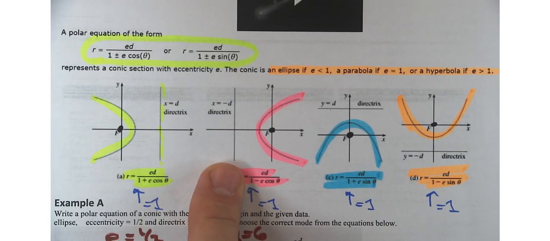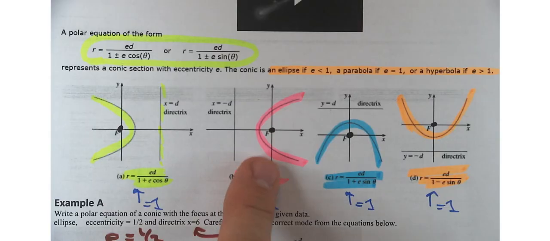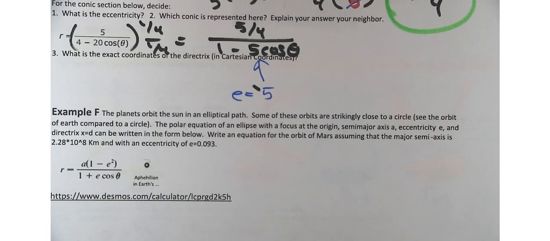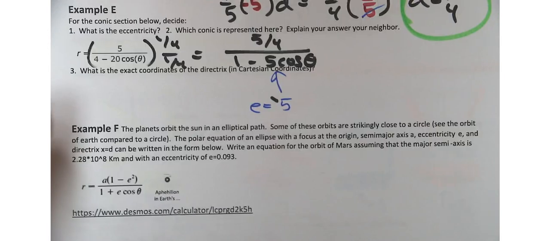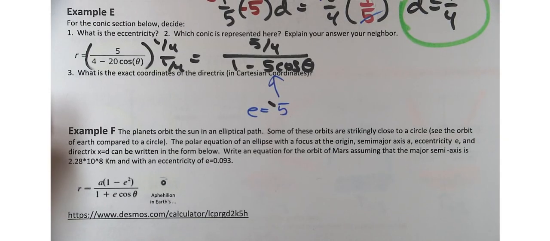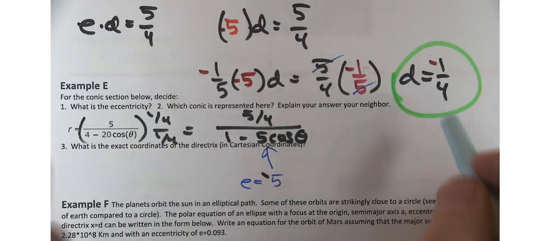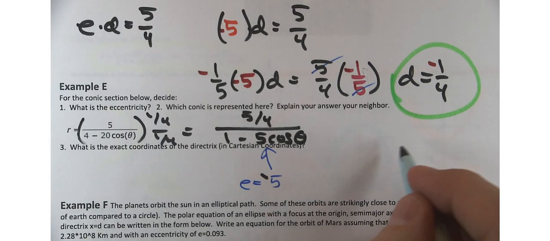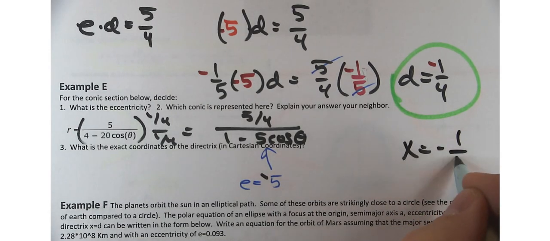This is going to have branches that open left and right from here, but one of them is going to envelop the origin at 0, 0. Yeah, D equals negative 1/4. That's the nice Cartesian version of our directrix. So that's something you can graph. Actually, I guess I should put it as x equals negative 1/4 would be the final answer for that one.